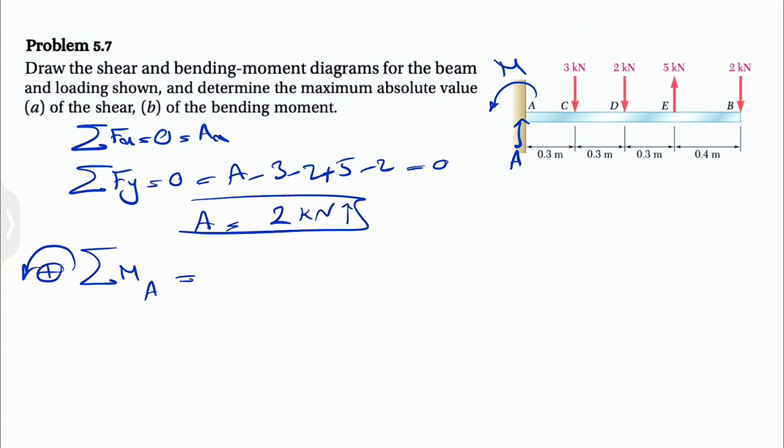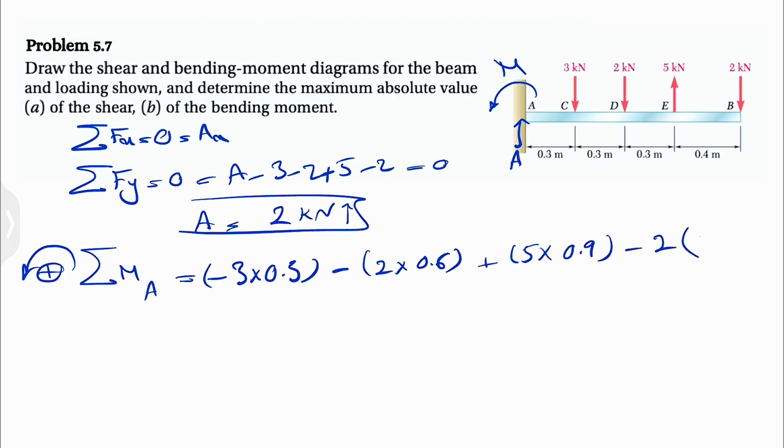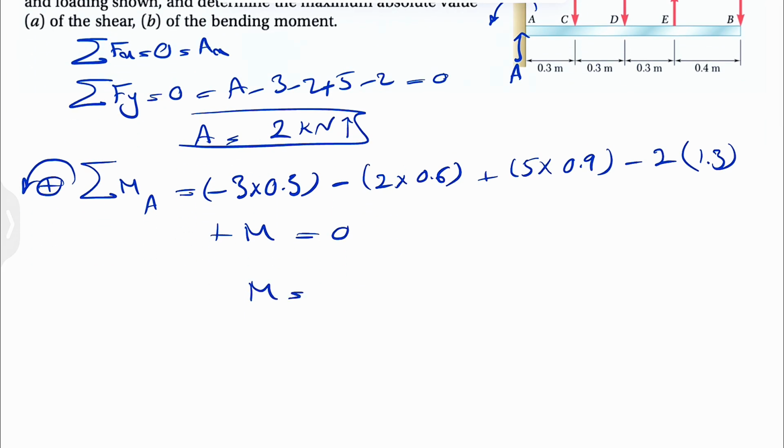We're going to start with the moment of each of them. First one is clockwise, minus 3 times the distance, which is 0.3. Second one, again negative because it's clockwise, 2 times 0.3 plus 0.3, which is 0.6. The 5 kilonewtons is counterclockwise, so positive, 5 times 0.3 times 3, so 0.9. And the last one is also clockwise, 2 times 0.9 plus 0.4, which is 1.3. That's going to be equal, we missed the moment about A, so plus M is equal to 0. And let's see what we get for M.